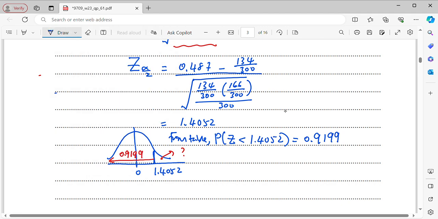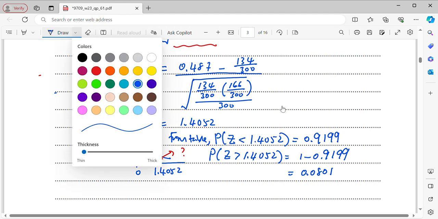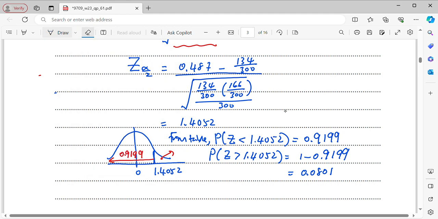So from here, I will be getting P(Z more than 1.4052) is going to be 1 minus 0.9199, which is 0.0801, which means now my question mark is basically 0.0801. Alright, then from here, how do I apply to get the alpha value?